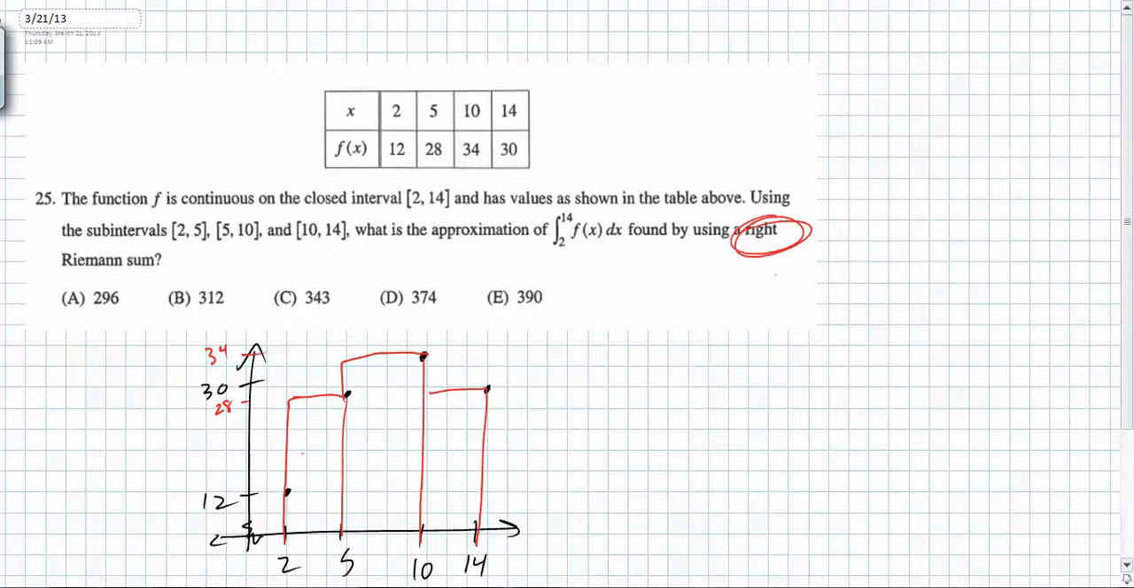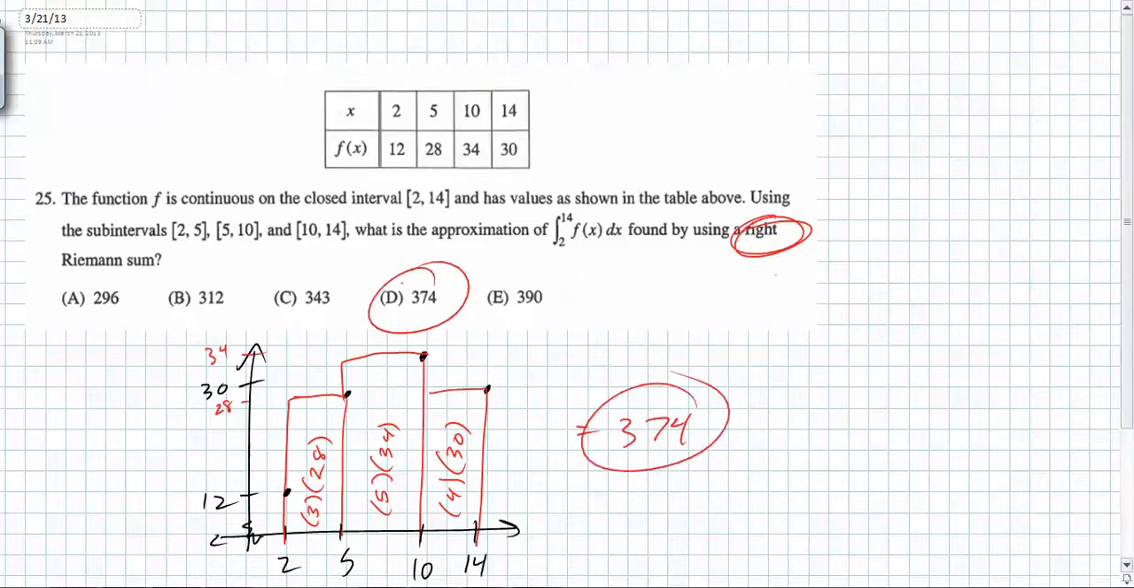So for this one, from 2 to 5, it's going to be 3 times what? 28. And the next one's going to be 5 times what? 34. And the next one's going to be 4 times 30. And you got 4 because it's 14 minus 10, you got 5 because it's 10 minus 5, and you got 3 because it's 5 minus 2. So you're just adding all of that together. If you add that all together, what do you get? Equals, so yeah, 374. And is that one of the answers? Yeah. There it is. There's the right hand.